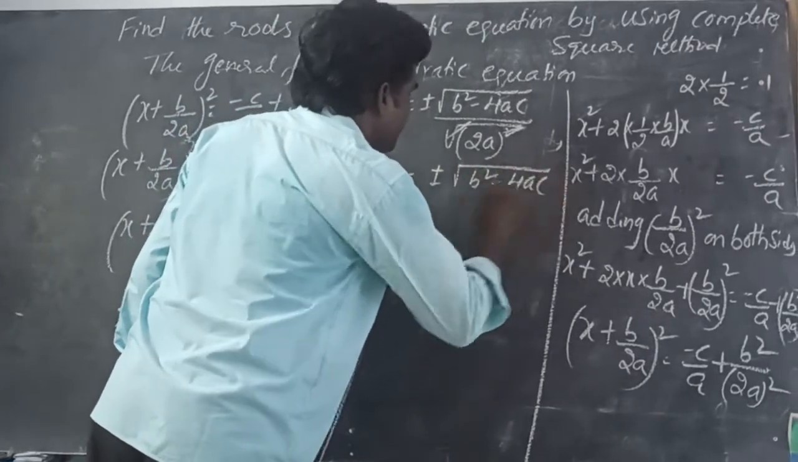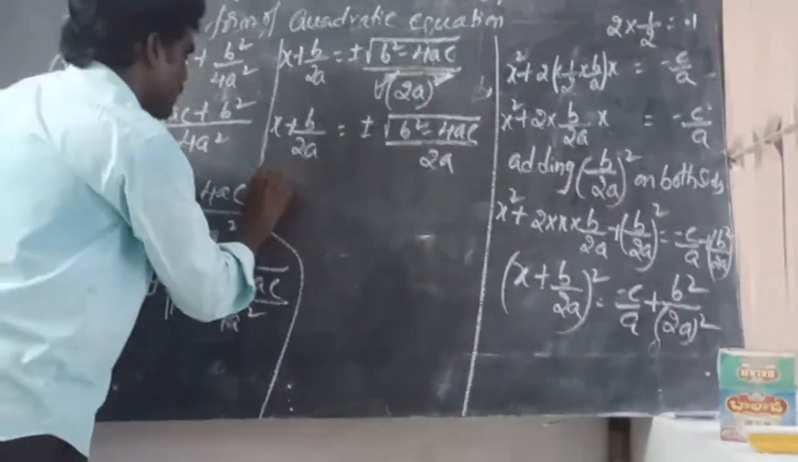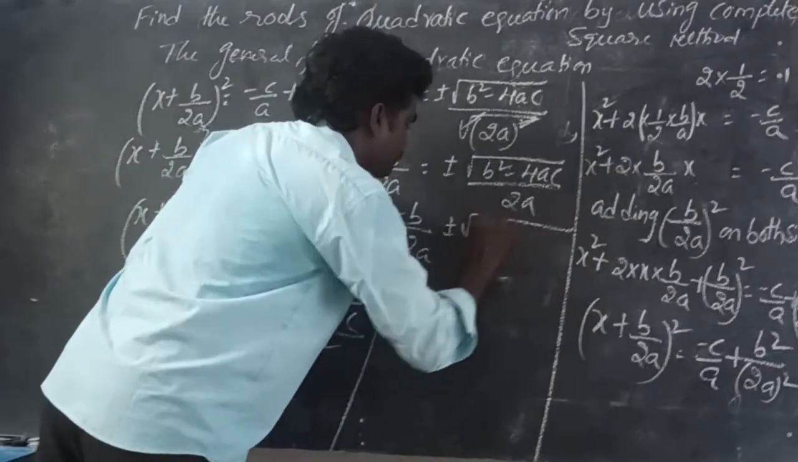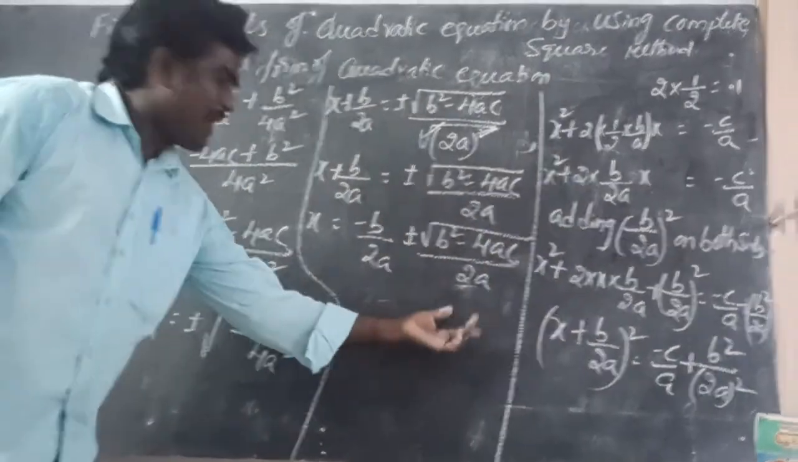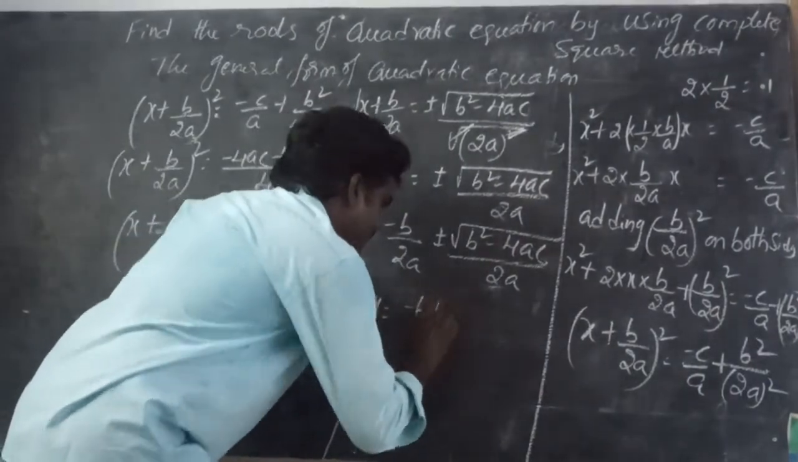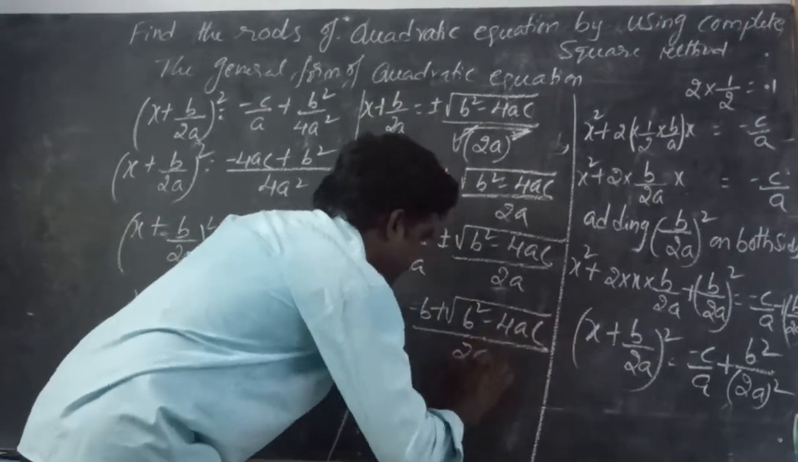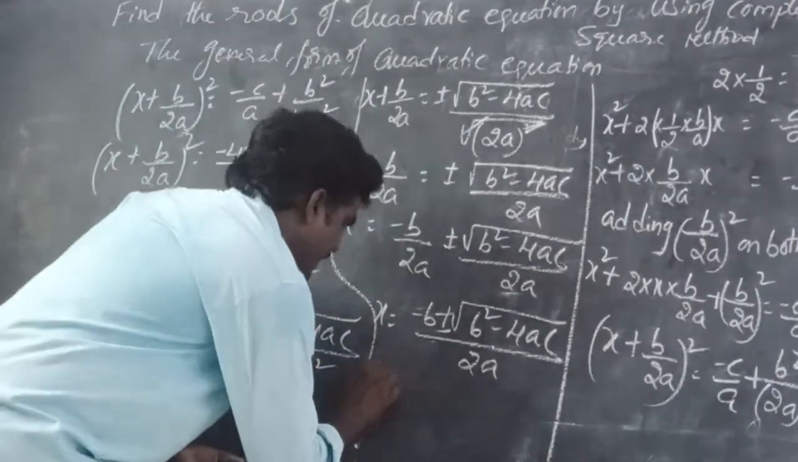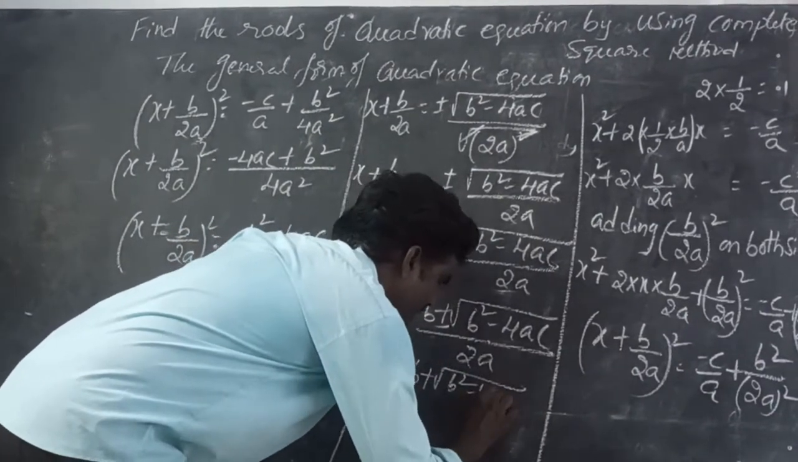So then x plus b by 2a is equal to plus or minus square root of b square minus 4ac by 2a. Plus b by 2a is going to the right side, what happens? Minus. So x is equal to minus b by 2a plus or minus square root of b square minus 4ac by 2a. In these two fractions, what is the common denominator? 2a. So we can write x is equal to minus b plus or minus square root of b square minus 4ac by 2a. Now, how many values are there? 2 values. What are the 2 values? Here, x is equal to minus b plus square root of b square minus 4ac by 2a.